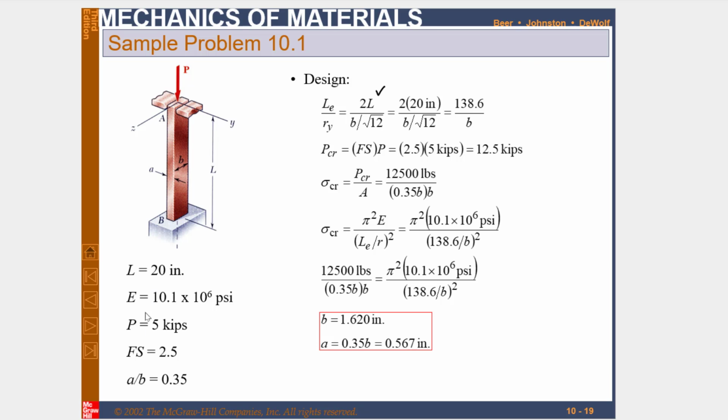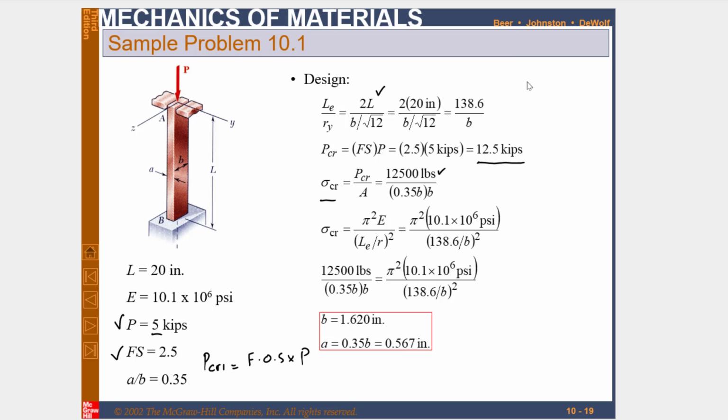Also the factor of safety is given. You can see the factor of safety is given, the load is given, so you can find the critical load, and this critical load will be equal to the factor of safety times the load P. When you multiply this 5 with 2.5, you will get a critical load of 12.5, and the critical stress is equal to critical load over area. Now the critical load is 12.5 kips, so you have to convert it into pounds: 12.5 into 10 raised to power 3 pounds divided by area.